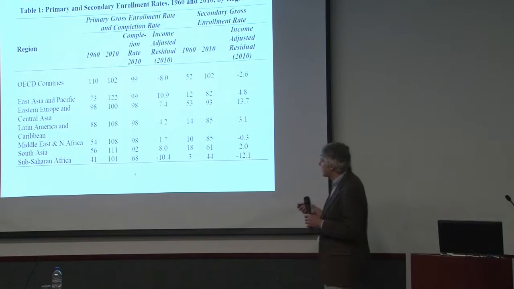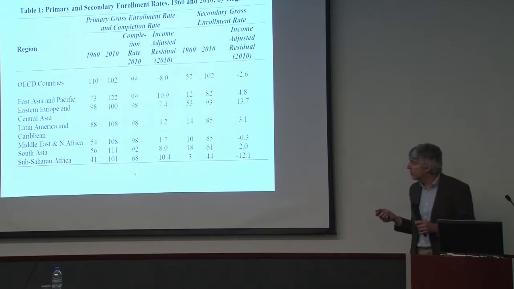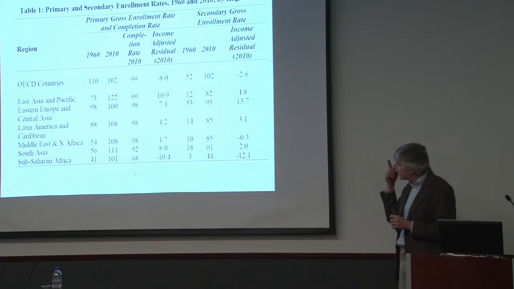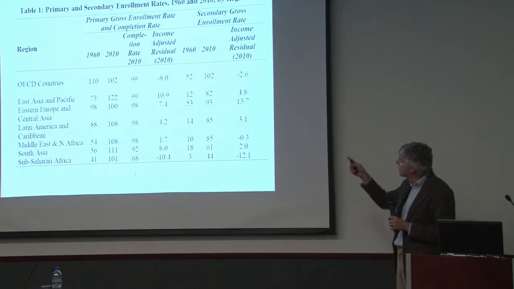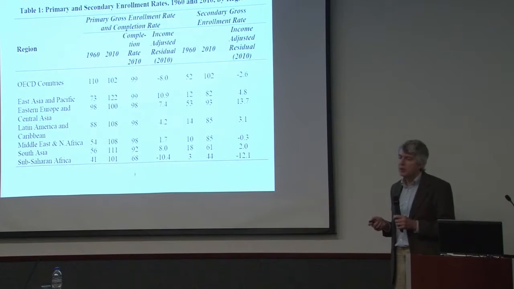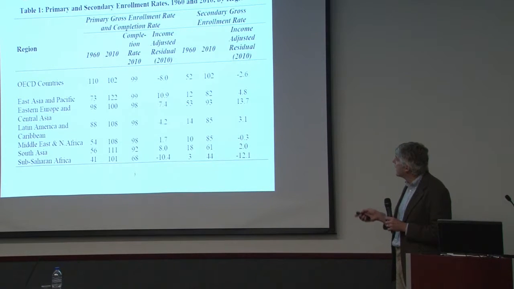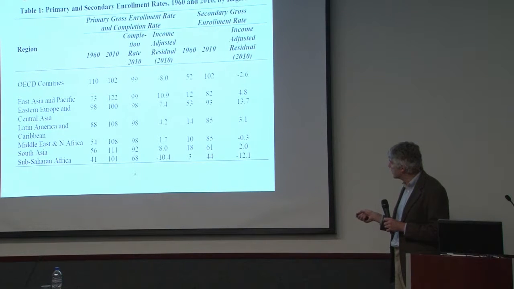So if you say, well, look, it's kind of unfair to hold these developing countries to 100% because they have much lower incomes. The whole point of these residuals is to say that conditional on income, developing countries are not doing too badly in terms of getting kids to finish primary, except for sub-Saharan Africa. And for secondary enrollment, the same point: conditional on income, they're not doing too badly in getting kids enrolled. Again, sub-Saharan Africa is one exception here.